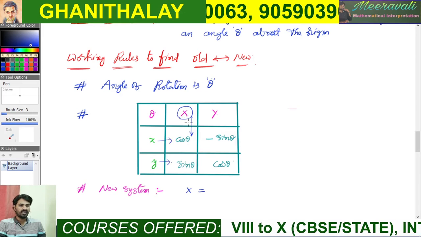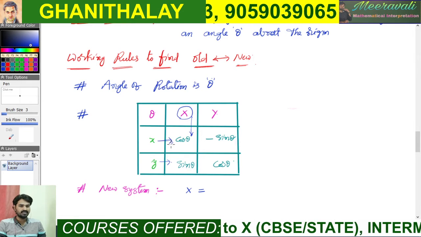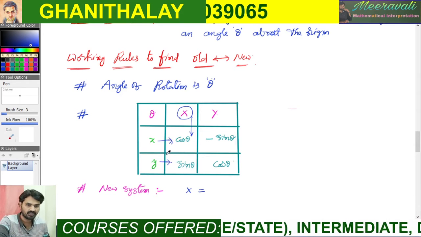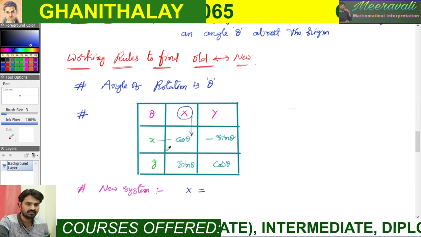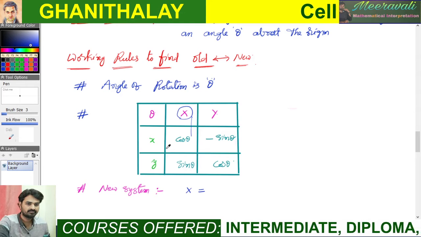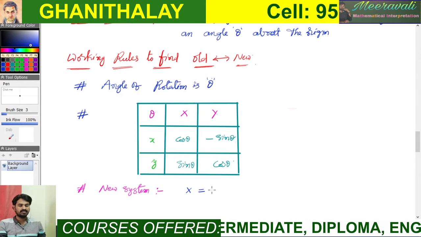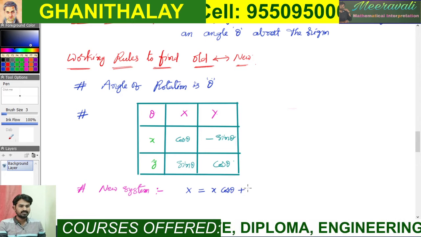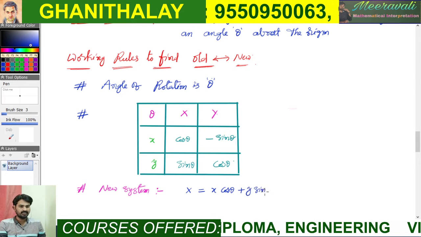Now you can write capital X is equal to small x cos theta plus small y sin theta. Okay, so like that, how do you write? Capital X is equal to small x cos theta plus small y sin theta.